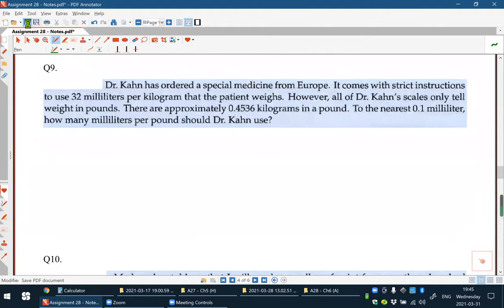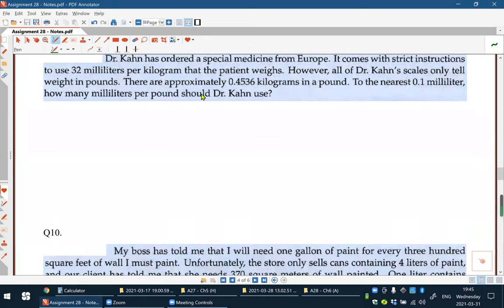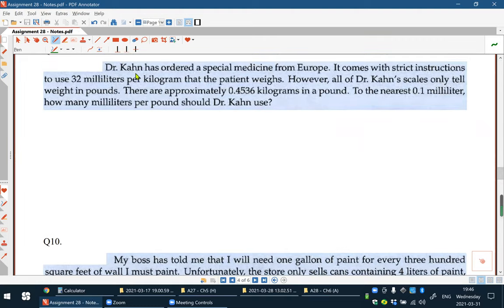Okay, if you don't have any questions, let's have a look at question 9. Dr. Khan has ordered a special medicine from Europe. It comes with strict instructions to use 32 milliliters per kilogram that the patient weighs. However, all of Dr. Khan's scales only tell weight in pounds. There are approximately 0.4536 kilograms in a pound.